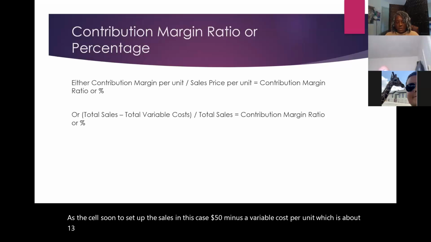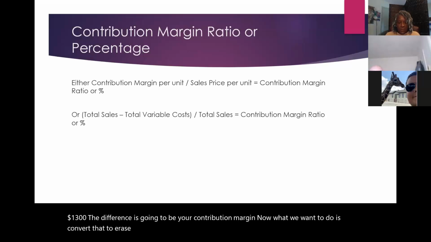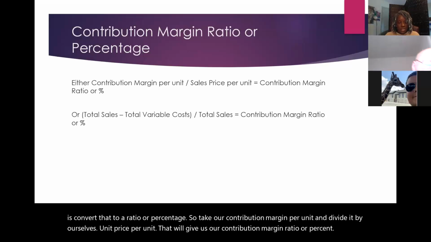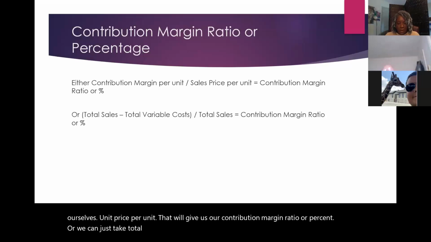The difference is going to be your contribution margin. Now, what we want to do is convert that to a ratio or a percentage. So take our contribution margin per unit and divide it by our sales price per unit. That will give us our contribution margin ratio or percent. Or we can just take total sales minus total variable cost divided by total sales, which gives us our contribution margin ratio. Either way, it gives you the same thing.